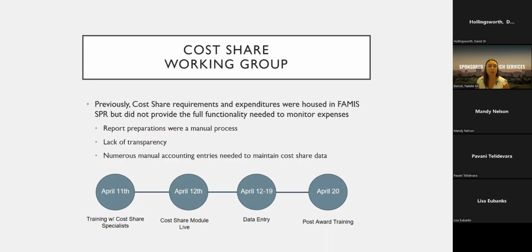Also, a lack of transparency. There were only a limited number of users who could see Famous SPR. So our researchers and departments really couldn't monitor independently what the requirements were, as well as the associated expenses that were coming in on a monthly basis. In addition to that, there were numerous manual accounting entries that needed to be performed in order to maintain the cost share data. So for example, fringe expenses that posted to state accounts, those needed to be manually posted.